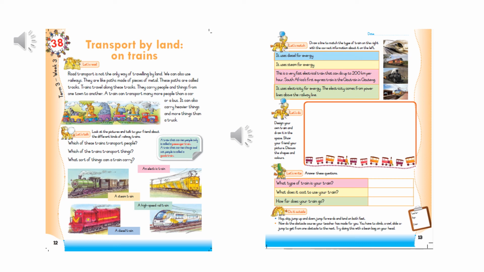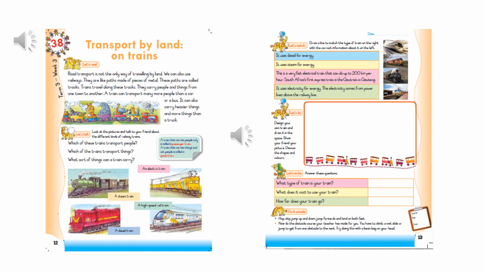Draw your own train and draw it in the space. Show your friend or your picture, or when you scan it, I'll see it. Discuss the shapes and colors. So you can be a 21st century train, which is maybe even heart shapes. It's up to you, girls. You can do whatever design you want.